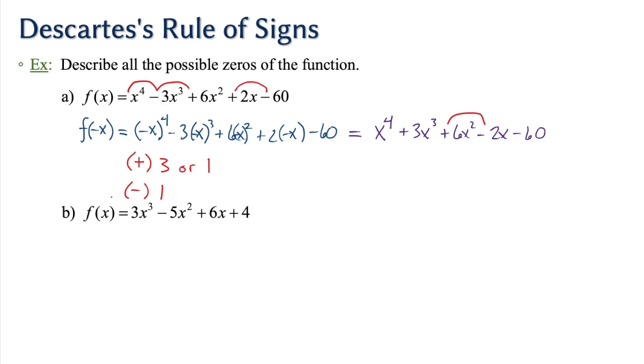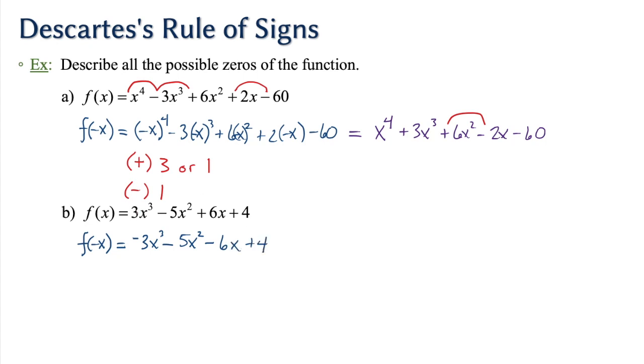Okay, let's try this again. Again, we have f of x. We're going to write what f of negative x looks like. This time I'm going to take advantage of my shortcut and just realize that all the signs of the odd-powered x's are going to change and all the signs of the even-powered x's don't. So we're going to make this negative 3x to the third. We're going to keep this, not change it, negative 5x squared. We're going to change this one to negative 6x, and of course plus 4.